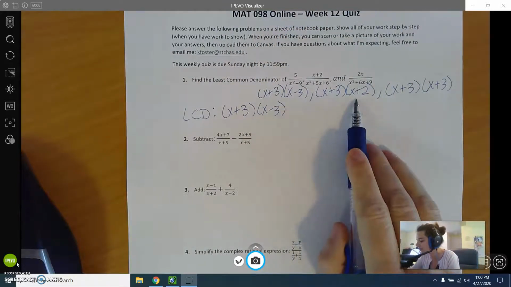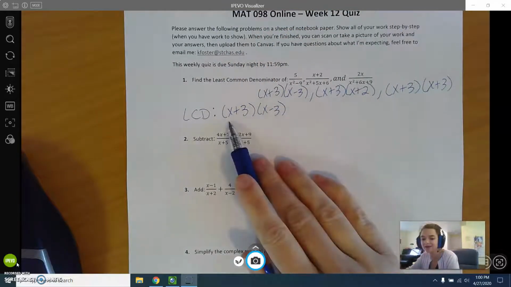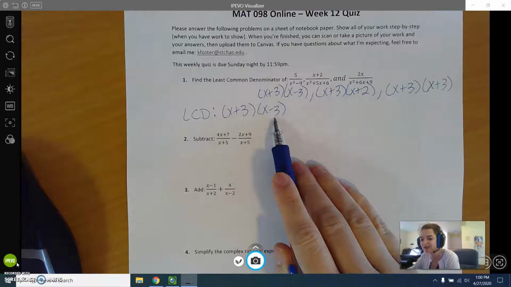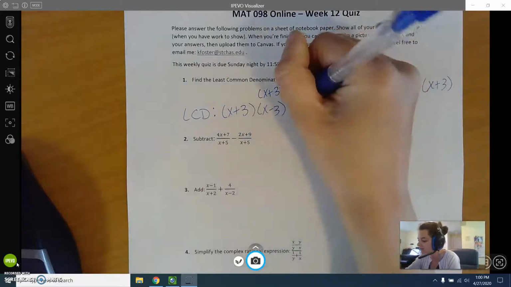Then I look at the next one. It needs an x plus 3. We've already got that in our list, so we don't need to repeat it. But it also needs an x plus 2. I don't have that listed, so I need to add that in. So I'm going to add an x plus 2 to my list.